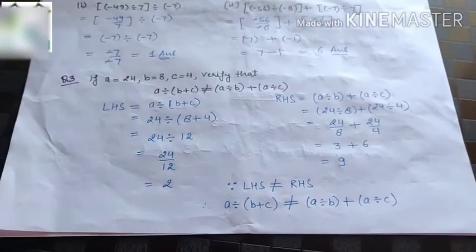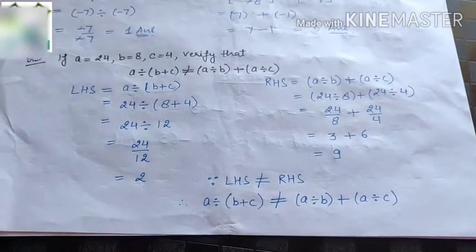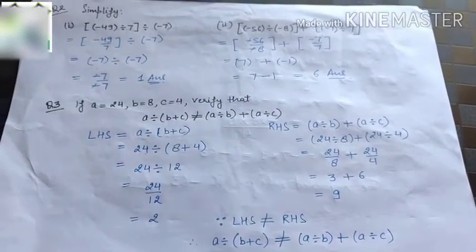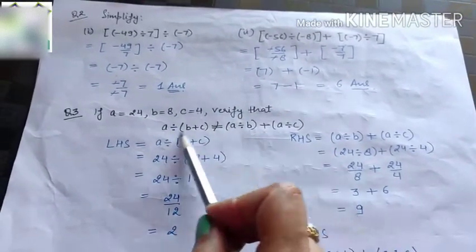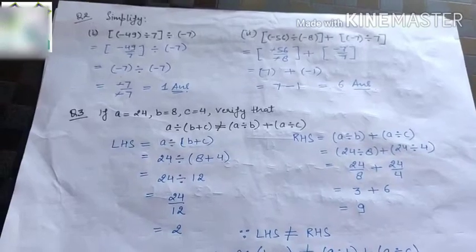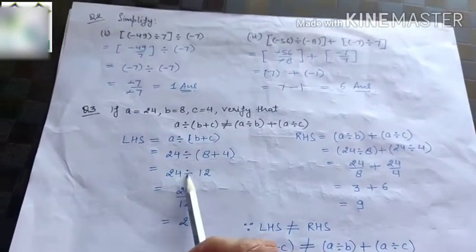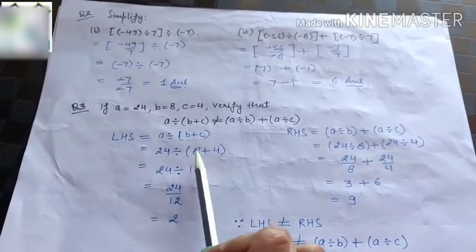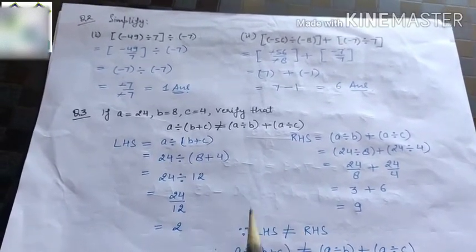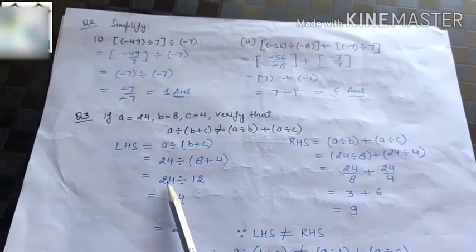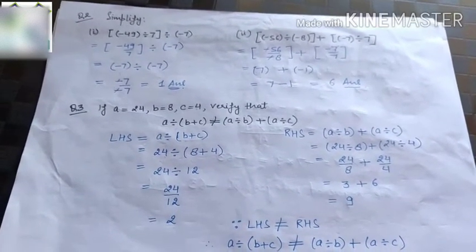See the next one. Now you have to verify it. A is 24, B is 8, C is 4. You have to verify that these two expressions are not equal. So the left hand side is A divided by B plus C, right? A is 24, B is 8, C is 4. 8 plus 4 is 12, because first we solve the bracket. 24 divided by 12 is 2.